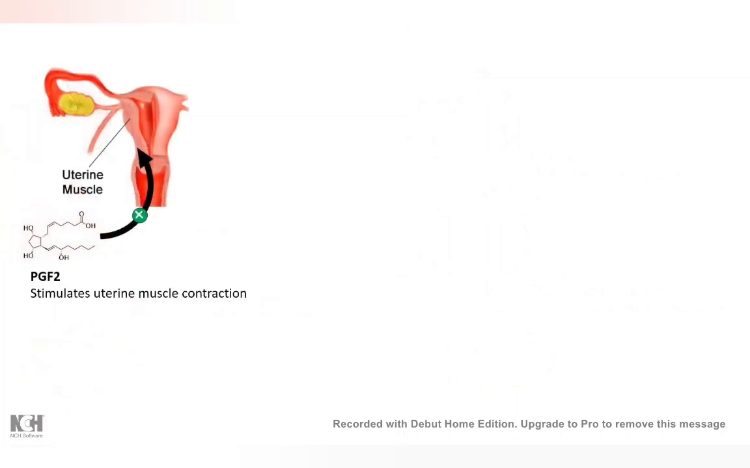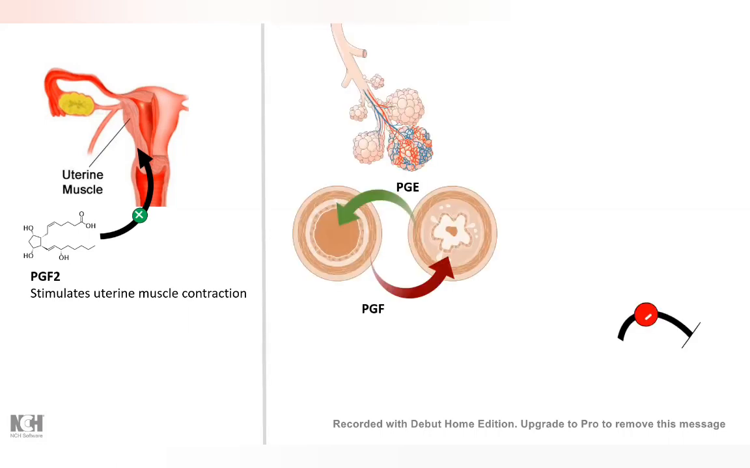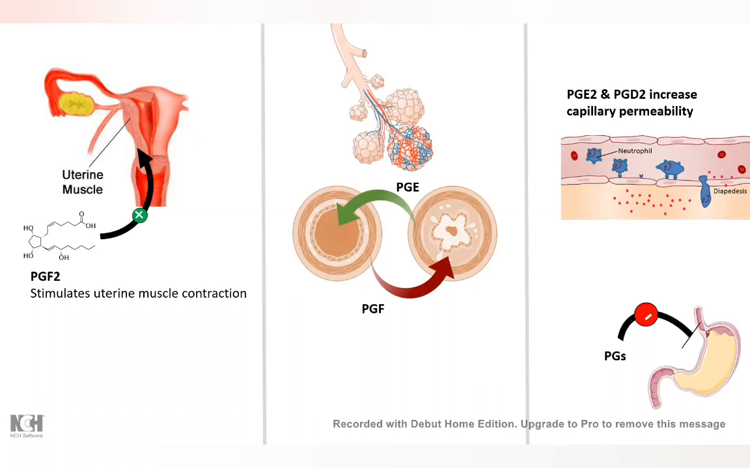PGF2, on the other hand, stimulates uterine muscle contraction, and due to this property, it is sometimes used to terminate pregnancy. Now, PGE and PGF have opposing roles in terms of bronchoconstriction and bronchodilation. PGF leads to bronchial smooth muscle contraction, whereas PGE leads to dilation of the bronchioles.